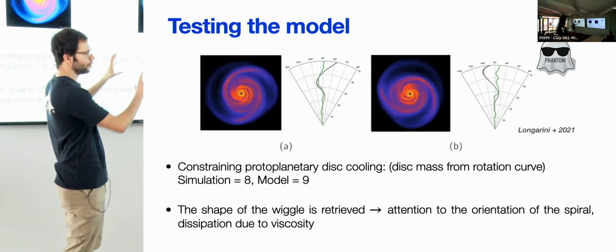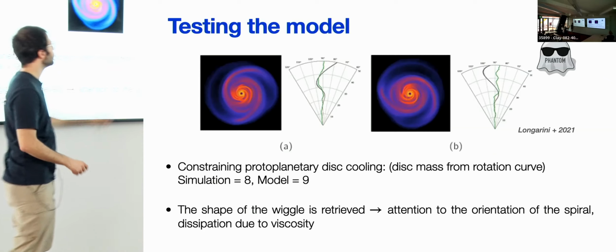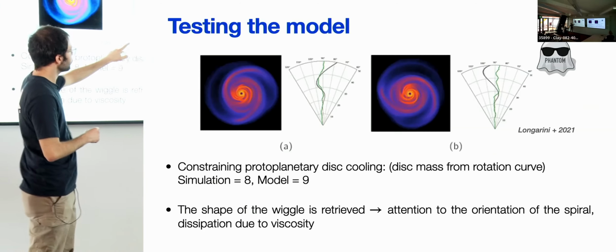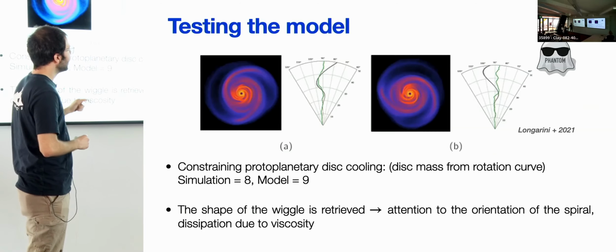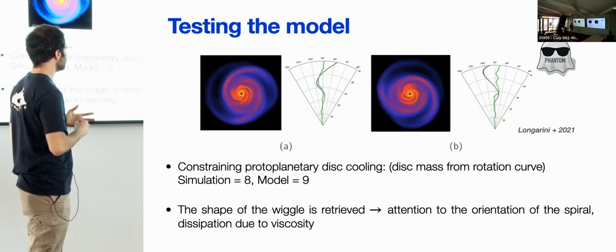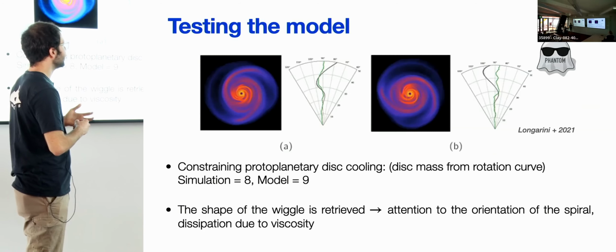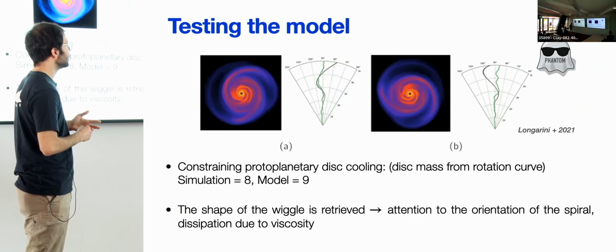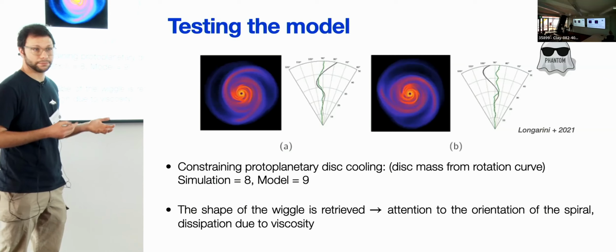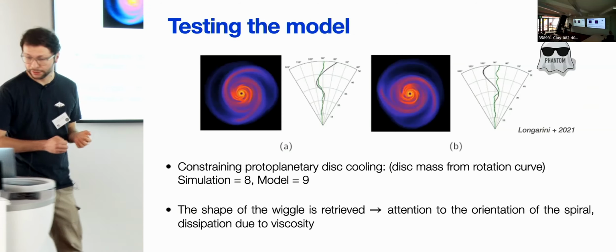But if we turn the spiral, it's a bit trickier because we need to pay attention to how the spiral is oriented. And sometimes the dissipations due to the viscosity in the simulations are canceling the signal, because the viscosity is not taken into account in our model.